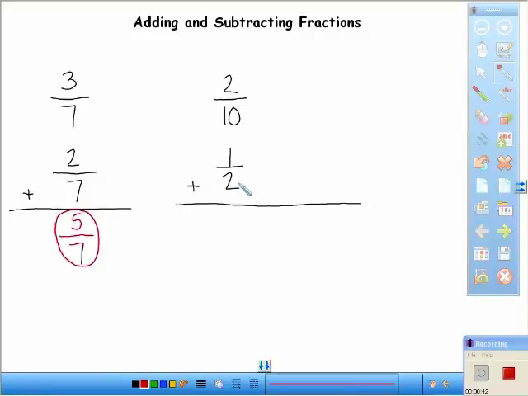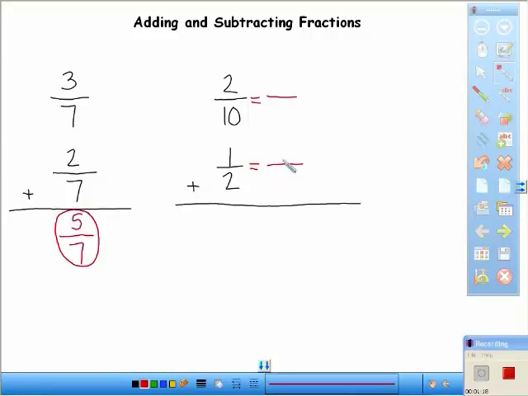Okay, now let's take a look at the second problem. 2/10 plus 1/2. Let's ask ourselves the question, are the denominators the same? No, they're not the same. 10 is not the same as 2. So what do we do if the denominators aren't the same? Make them the same. And we're going to make them the same by finding equivalent fractions.